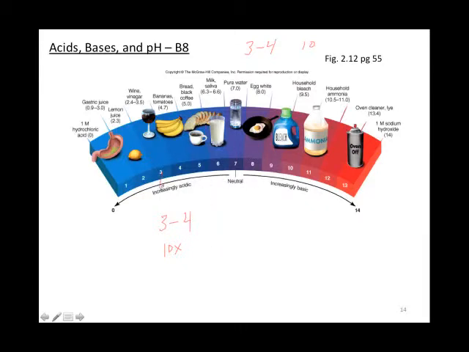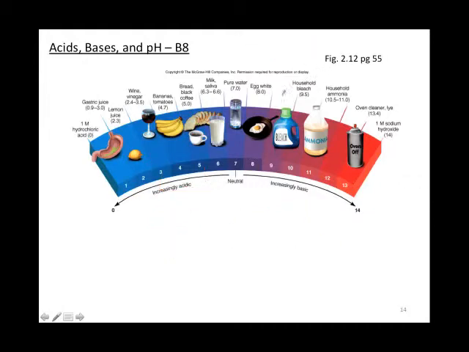Alright, what if we went from pH 3 to pH 5? How many times more acidic is pH 3 than pH 5? Well, 3 to 4 is 10. 4 to 5 is another 10. So a pH of 3 is 100 times more acidic than something that is a pH of 5. Or we could also say a pH of 5 is 100 times less acidic than something that's a pH of 3.